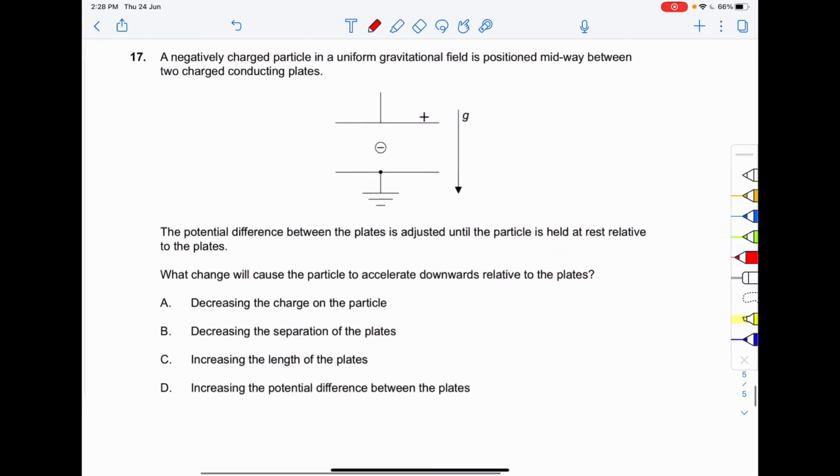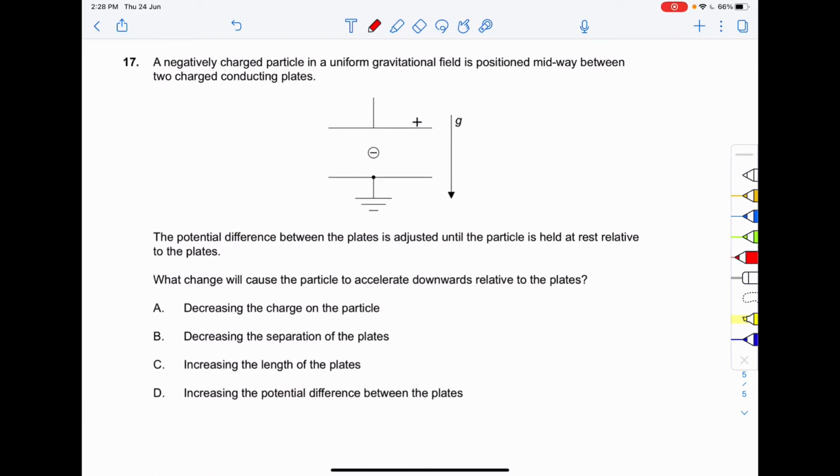So proceeding on to the next question, that is your question number 17. A negatively charged particle placed in a uniform gravitational field is positioned midway between two charged conducting plates. Over here this is the positive charged conducting plate and this is the negative charged conducting plate. So this is basically a capacitor. The potential difference between the two plates is adjusted until the particle is held at rest relative to the plates.